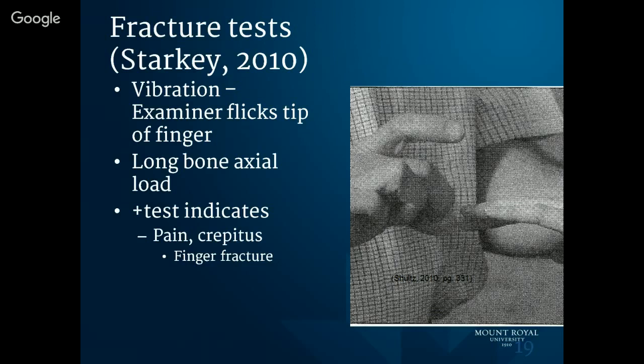Examples of fracture tests. Vibration is a fracture test where the examiner flicks the tip of the finger, or you can apply long bone axial load. So two different tests you can do if you suspect a finger fracture or a fracture of one of the phalanges. Pain and crepitus are your positive signs. And again, it's used to rule out or confirm finger fractures.